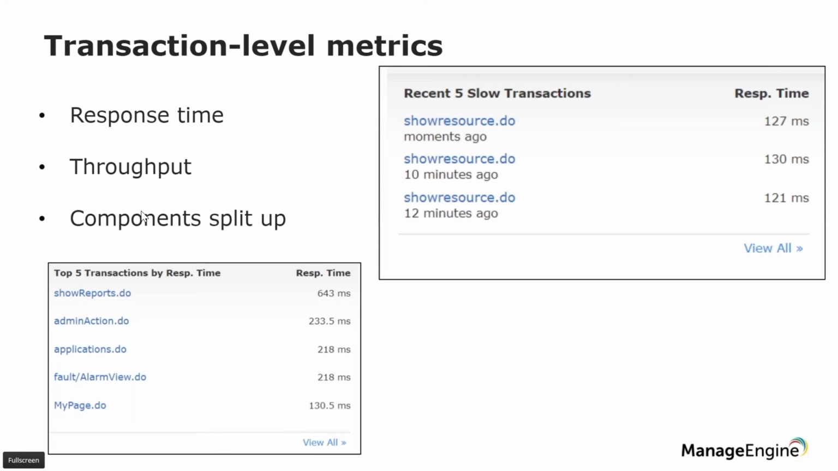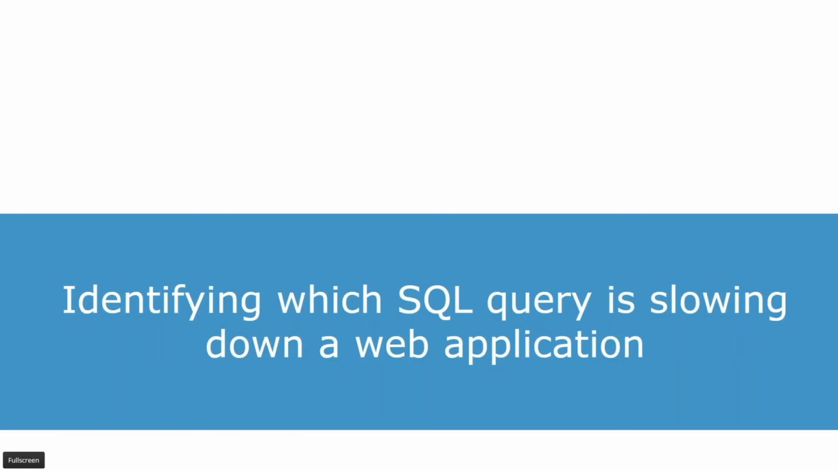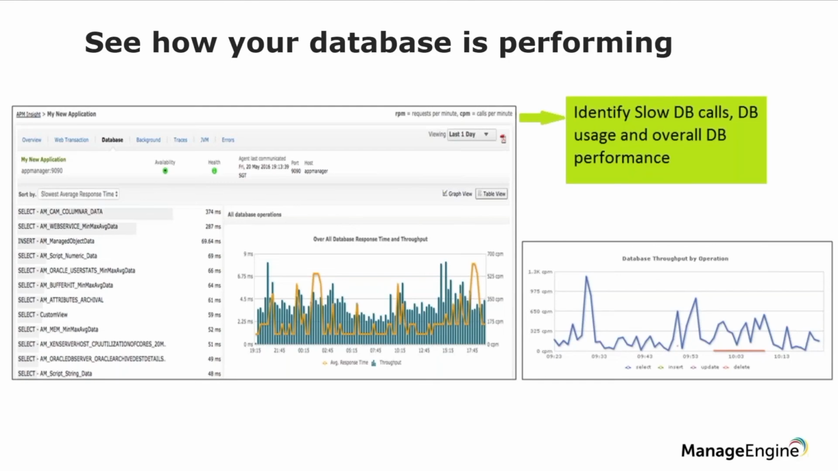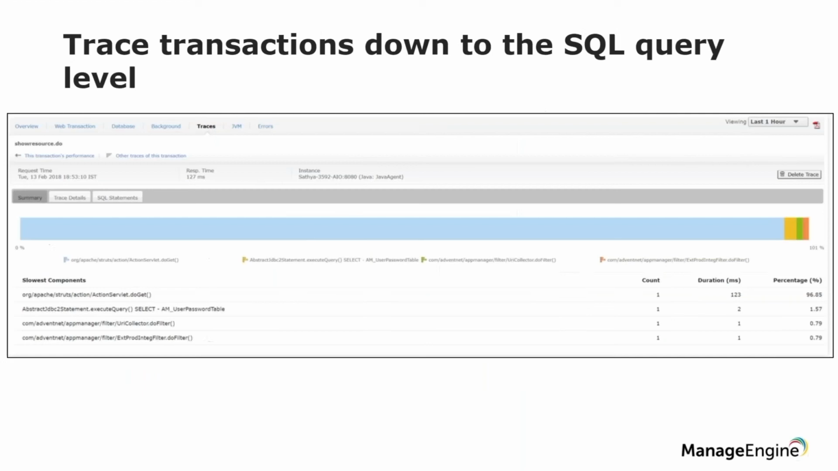The next is how to identify which SQL query is slowing down your web app. In APM Insight, we have an option where you can see the SQL query which is consuming more time. You can identify slow database calls or database usage, and based on that, the overall performance can be monitored. Not only that, if a SQL query is taking more time to execute, based upon the trace that you have enabled in the configuration, we can provide the stack trace information.